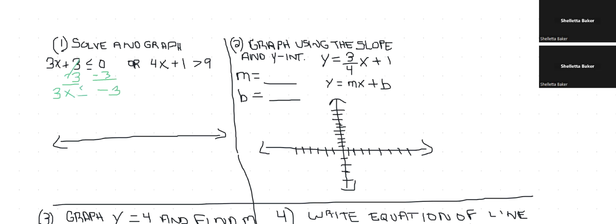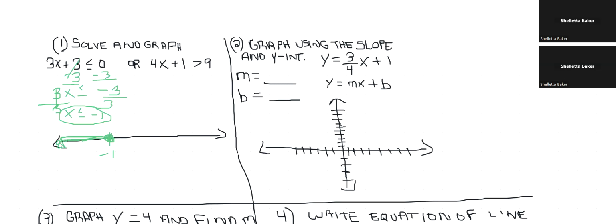And then we want to divide both sides by positive 3. And we'll get x less than or equal to negative 1. So to graph this first inequality on the number line, we'll put negative 1 less than or equal to, we should have a closed circle at negative 1, and we're going to shade to the left.